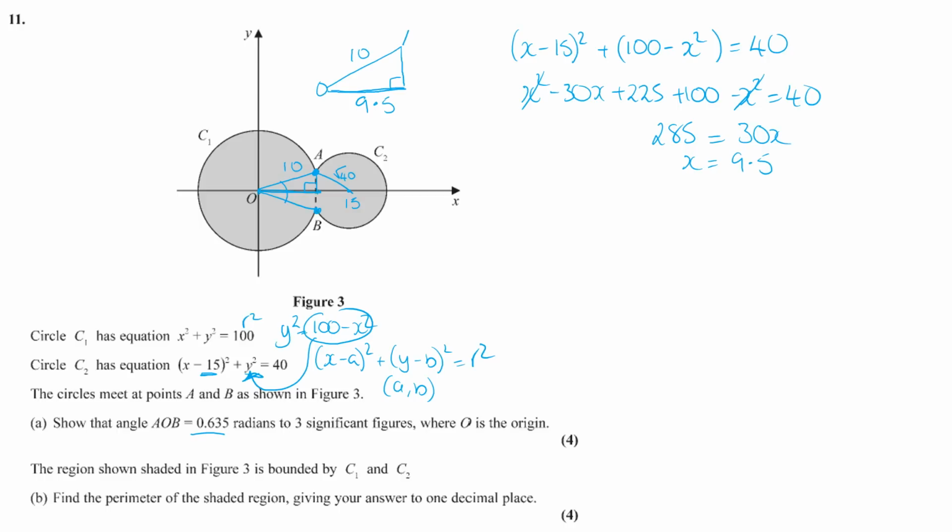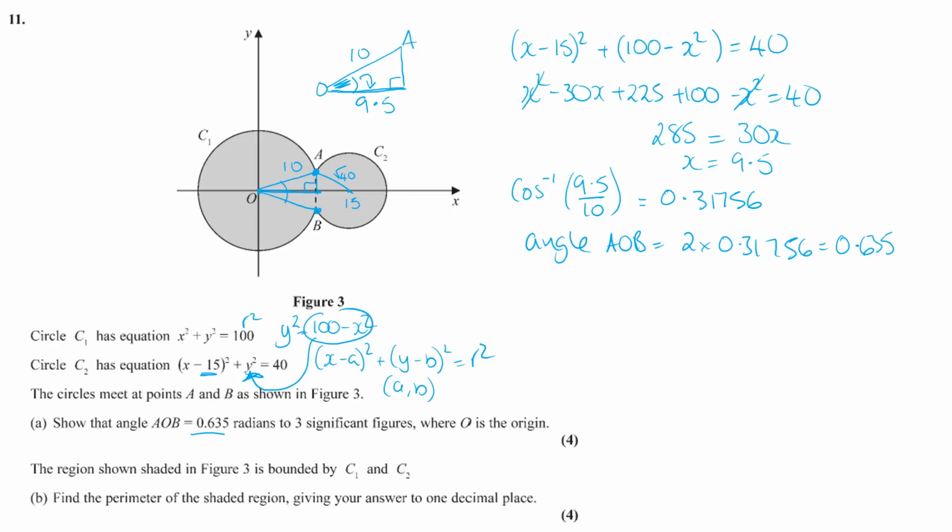This is O, A, and the x-axis. Now, because we've got to find this angle and then double it up, the 9.5 is the adjacent. So if we do cos to the minus 1 of adjacent over hypotenuse, inverse cos of that is going to be 0.31756. And so angle AOB is equal to 2 times 0.31756, which is our 0.635 radians. So that's part A. Part B.